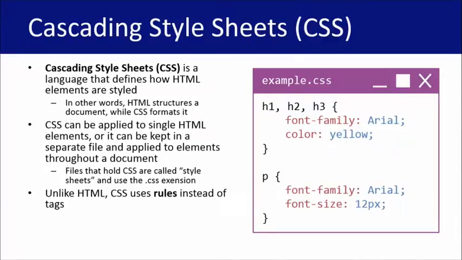CSS, or cascading style sheets, is a language that's separate from HTML, and it defines how elements are styled. So in other words, HTML structures a document, CSS formats it. I think of these things as layers. If you're building a building, HTML would be the foundation, right? So it sits on the bottom. And then you add CSS on top into the exterior because it styles it.